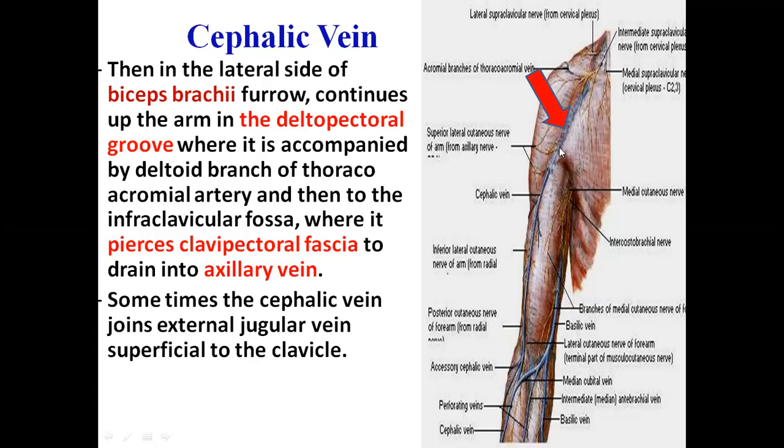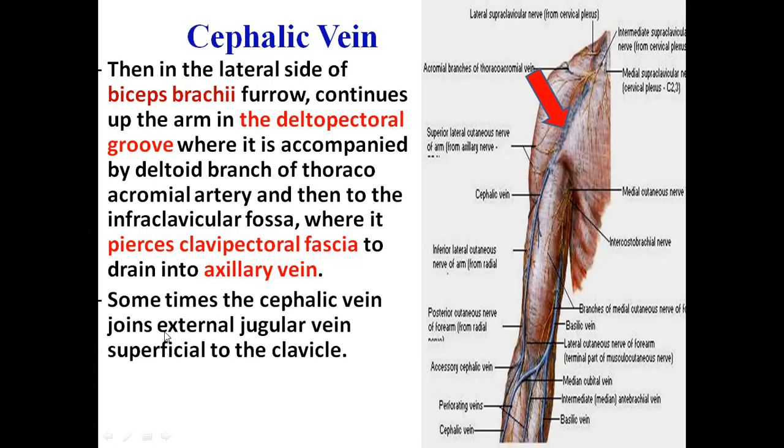If you remember, I told you the second part of the axillary artery has one of the branches, the thoracoacromial artery, which has further four branches: A, P, C, D. That is the code I gave you, right? Acromial, pectoral, then C is clavicular and D is deltoid. Yes, very good. Then to the infraclavicular fossa, you can see its journey where it pierces the clavipectoral fascia to drain into axillary vein. So finally, the cephalic vein drains into axillary vein.